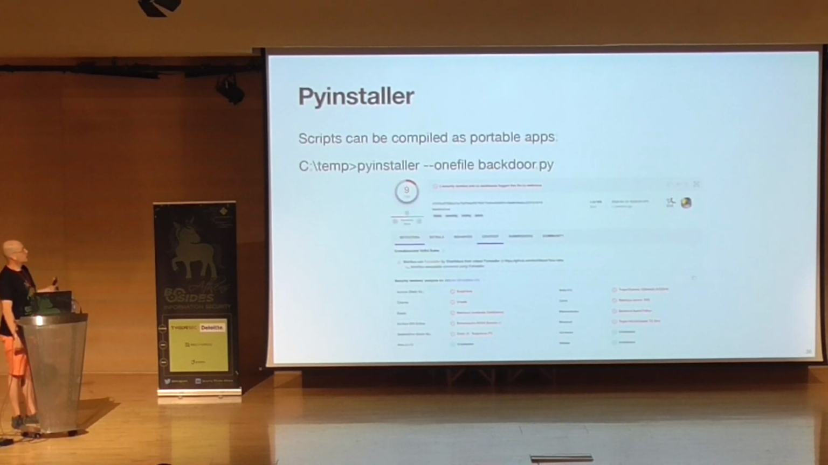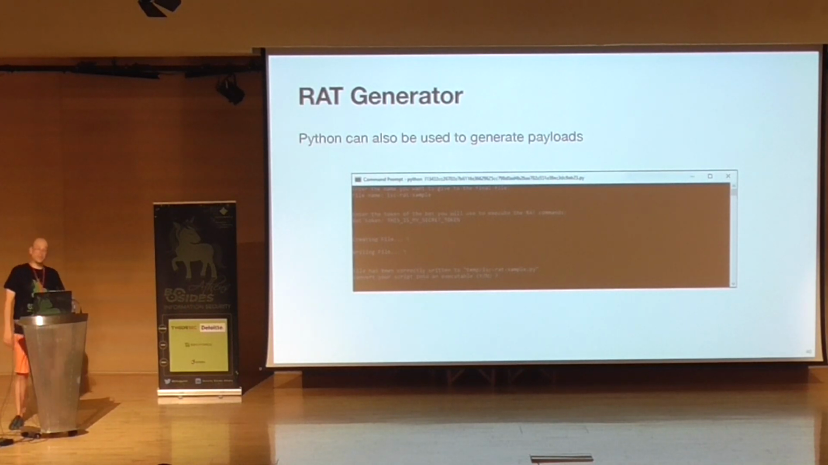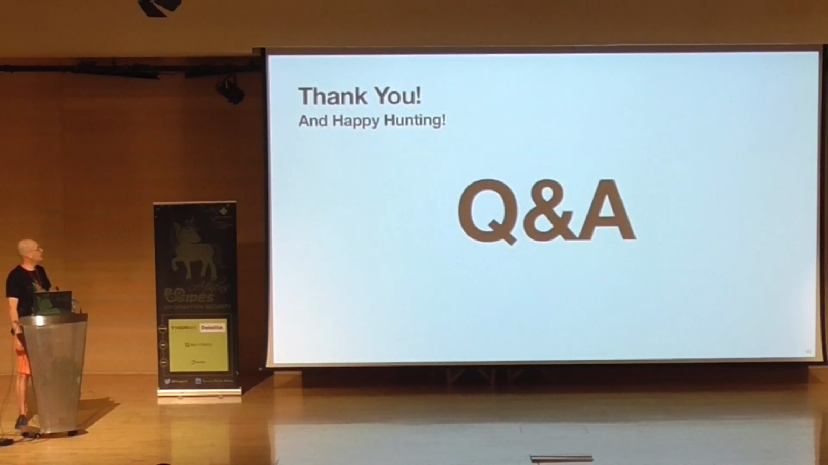PyInstaller, as I said, you can compile your script. So it's very easy: once you develop your malware in Python, you generate an executable and just drop the executable to your victims. Of course, some people develop tools to help other attackers, so you can have a RAT generator. You just run the script, you specify your secret token, you specify the IP address of your C2 server, and so on, and boom, you get a very interesting Python script, which is crafted for you, containing your details. You can also spread it across the internet.